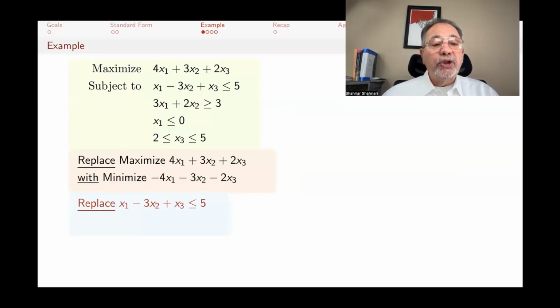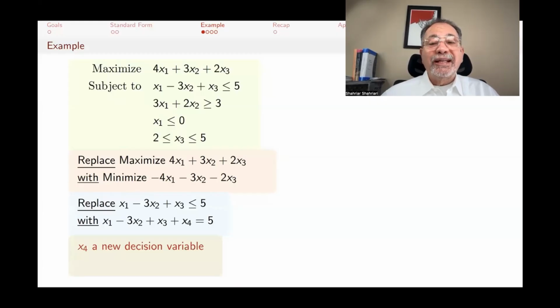What do we do with x1 minus 3x2 plus x3 less than or equal to 5? We add an x4 to it and make it x1 minus 3x2 plus x3 plus x4 equals 5, where x4 is a new decision variable and it's greater or equal to 0. It's a variable that will pick up the slack in that equation, and it's called a slack variable.